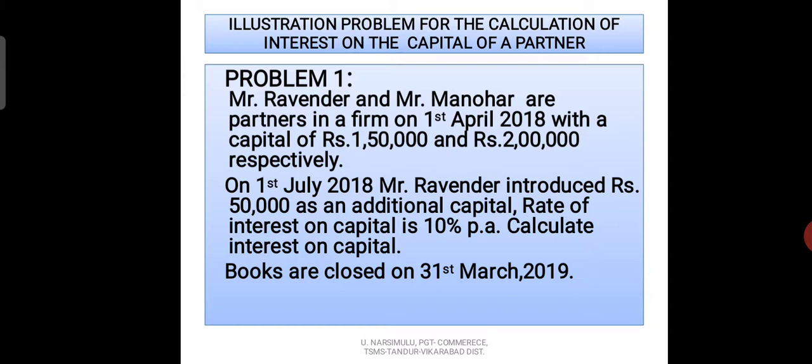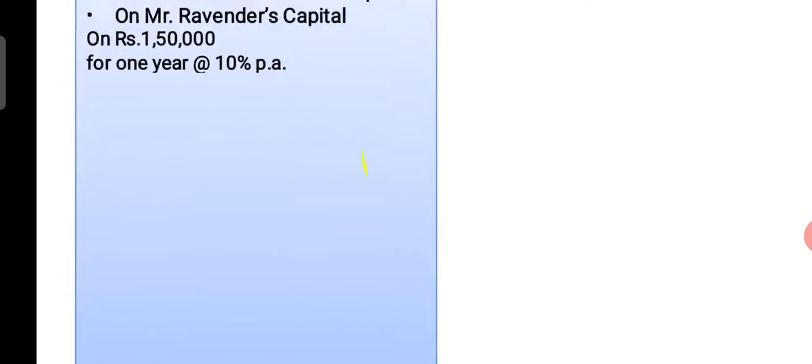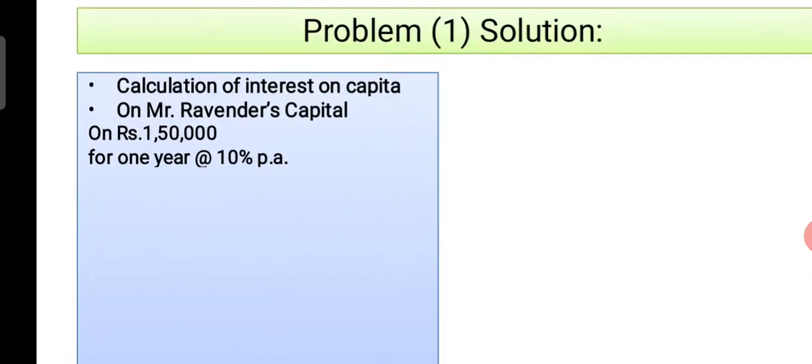We read and try to understand what we are asked from this problem to do in the solution. So come to next slide. First we can go to calculate the interest on Mr. Ravindra's capital. See students, here calculation of interest on capital on Mr. Ravindra's capital on rupees 1,50,000 for 1 year at the rate of 10% per annum.